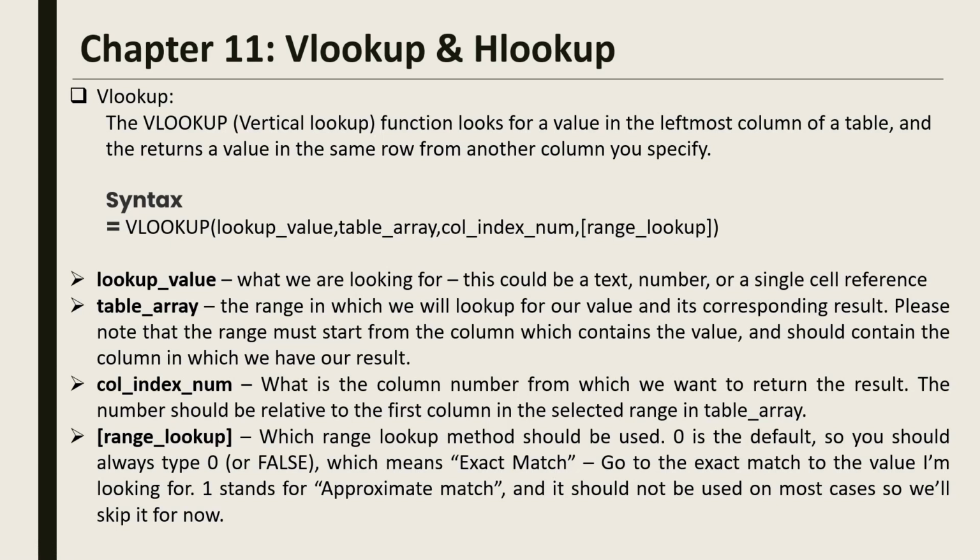Then column index number. It is the column number from which we want to return the value, and the number is relative to the first column in the selected range. And range lookup. The range lookup is used to specify whether we want the exact result or an approximate result. If we want exact results, we enter 0. If we want approximate results, we enter 1. Generally we always enter 0, so we will ignore the 1. So let's dive into an exercise for better understanding of Vlookup.